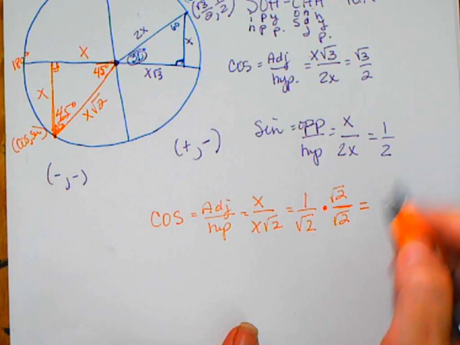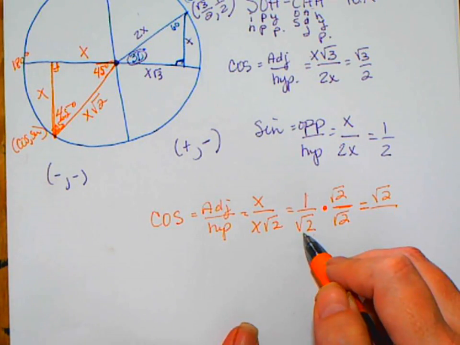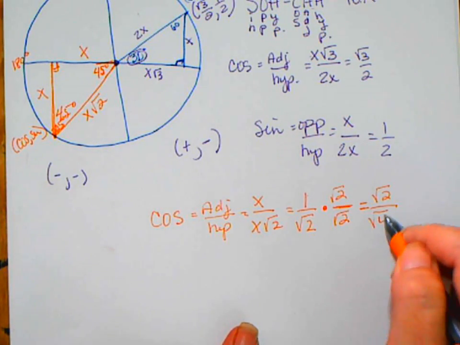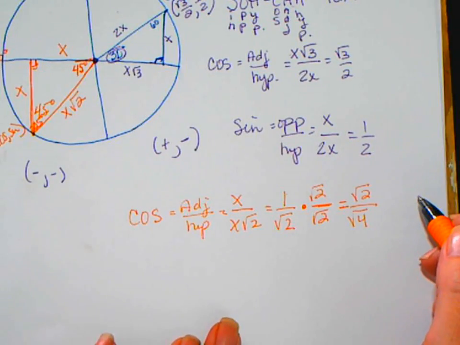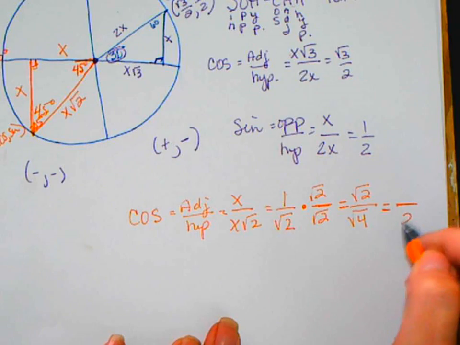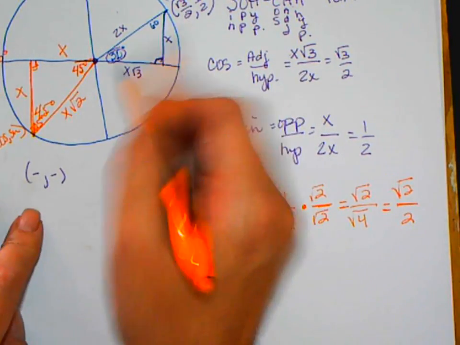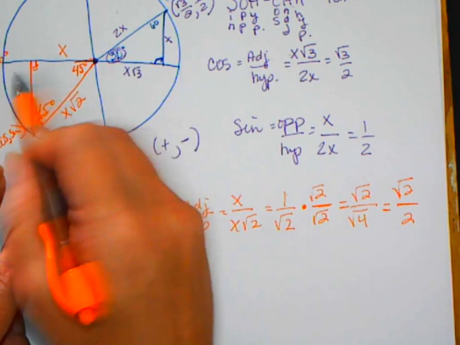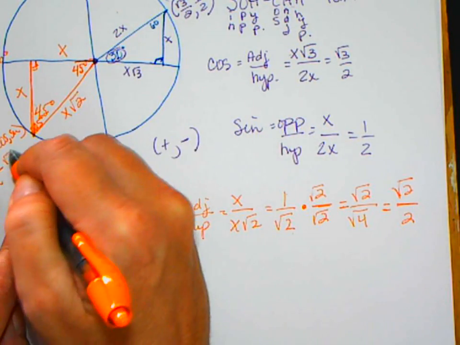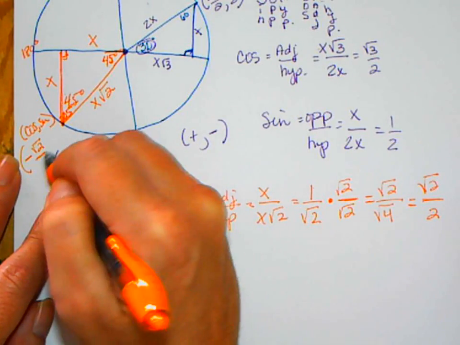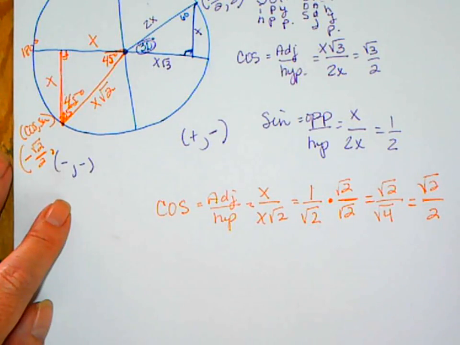So 1 times the square root of 2 is the square root of 2. We know that the square root of 2 times the square root of 2 is the square root of 4. I still have a radical there, but what is the square root of 4? 2. And in the numerator, I can have a radical. 2 is not a perfect square. It doesn't have any perfect square factors other than 1. So this is how I will leave my cosine. Because it's in quadrant 3, I know that all x values in quadrant 3 are negative. So I'll put negative square root of 2 over 2. Any questions on that? Then I'll just find my sine.